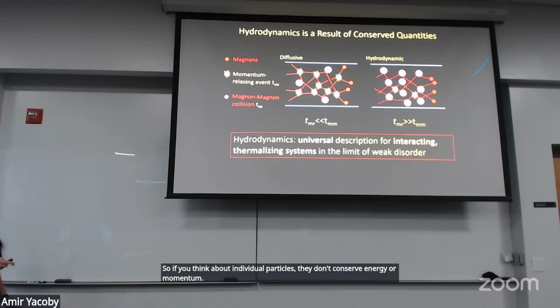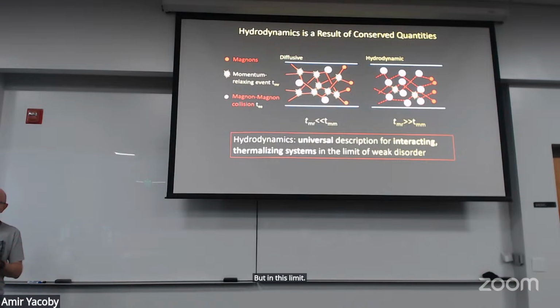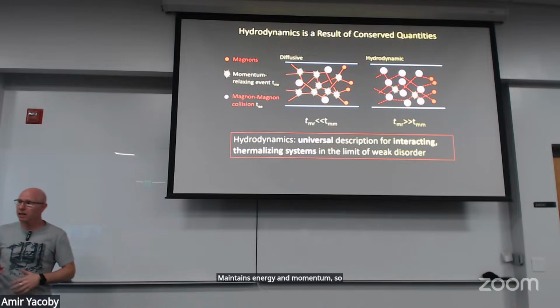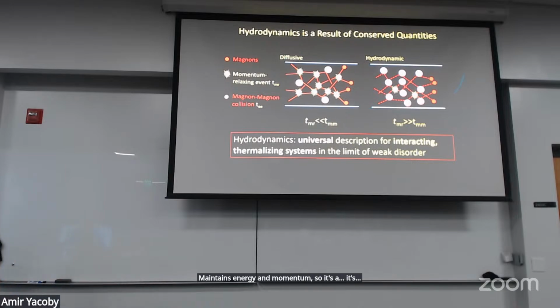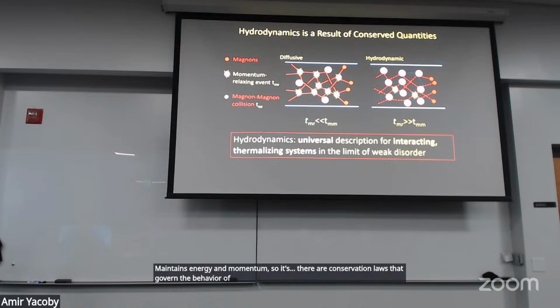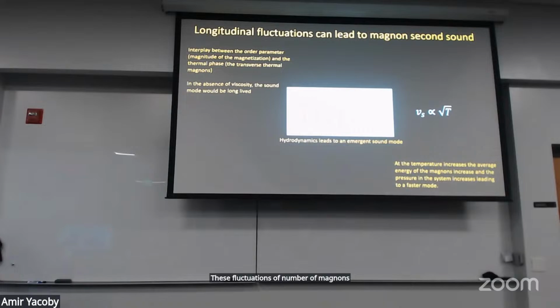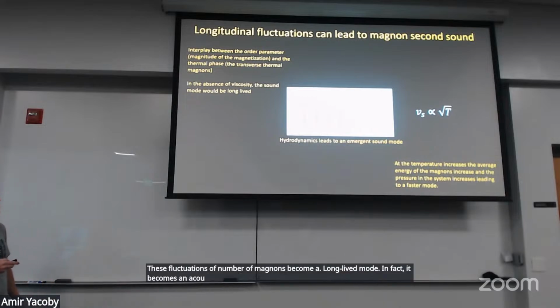But in this limit, on average, they're just moving momentum and energy between the particles. The collective maintains energy and momentum, so there are conservation laws that govern the behavior of this system. And it turns out that if the magnons are in this system, these fluctuations of the number of magnons become a long-lived mode. In fact, it becomes an acoustic mode, and it's actually the second sound.